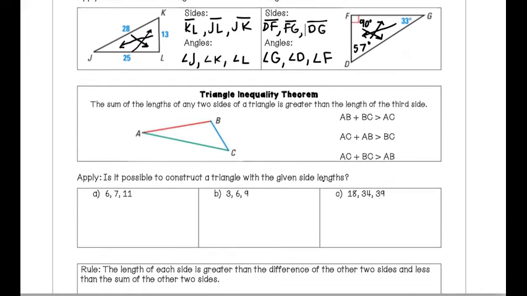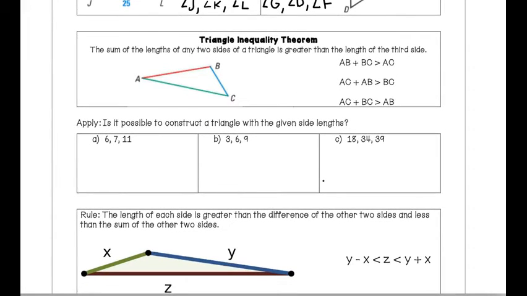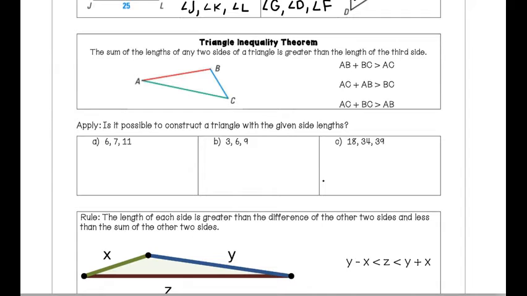So going along with that, now we're learning the triangle inequality theorem. The triangle inequality theorem tells us that the sum of the lengths of any two sides of a triangle must be greater than the length of the third side. So for example, in this triangle, if I take AB, which is the red side, and I add it to BC, that length must be greater than AC for this to be a triangle. If that inequality wasn't true, then this set of three sides would not make a triangle. They wouldn't be long enough to form a triangle.